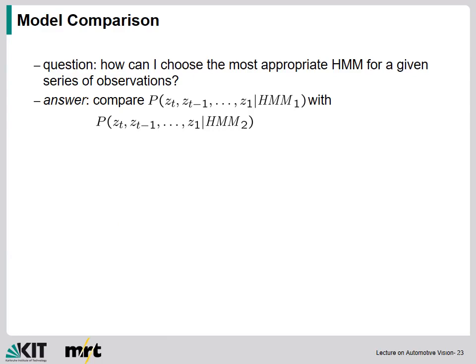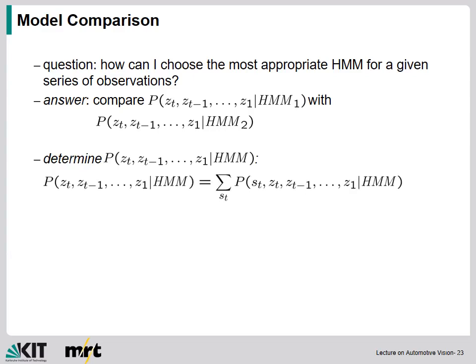But how can we calculate them? First we observe that we can calculate this evidence probability and first add the present state st to these probabilities. And to keep equality, of course, we have to add over all possible states of st. That's the marginalization rule indeed.